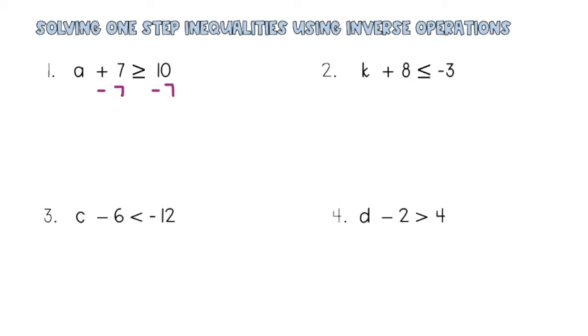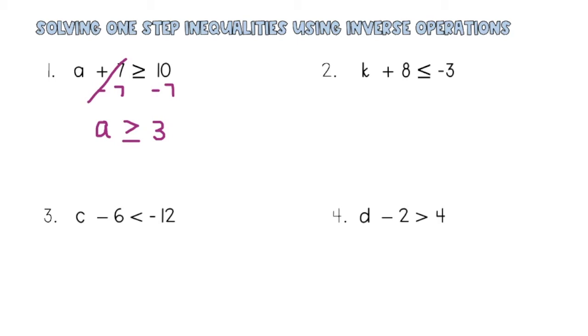7 minus 7 equals 0, so I can cross this out, and I bring down my a, my variable. I keep my symbol the same, so it's the greater than or equal to symbol, and 10 minus 7 is equal to 3. Our goal is to get our variable all by itself. So a is greater than or equal to 3.